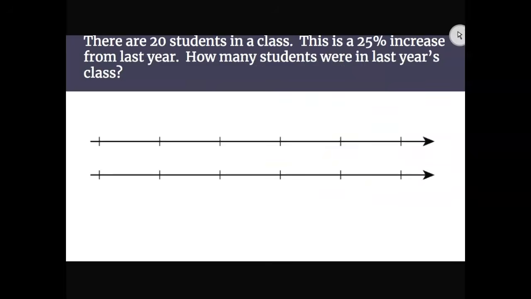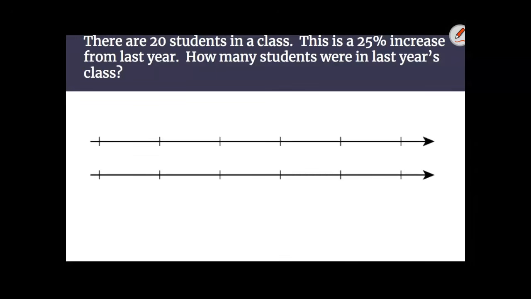All right, this time it's just a blank. Okay, this problem. There are 20 students in a class. This is a 25% increase from last year. How many students were in last year's class? Okay, this time, is that 20 students the original full 100%, or is that something different? Okay, I want you to notice it's something different. That's after a 25% increase.